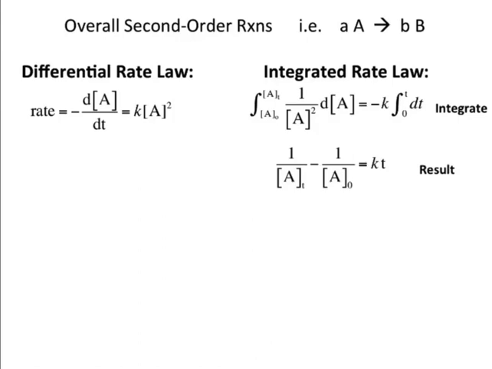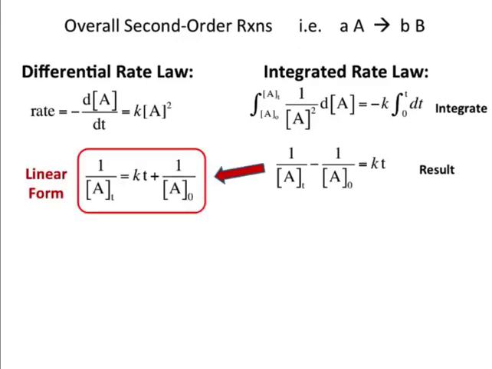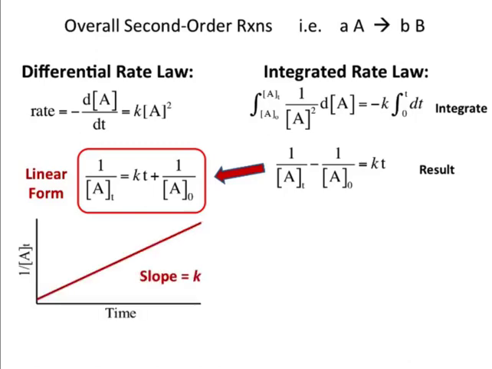Okay. Now, from here, you can do a couple different things. One, you can rearrange it to get a linear form, and this is pretty much what you'll see on the info sheet of your exam. And so now this shows you that if you plot 1 over A as a function of time, you have a straight line with a slope of positive k. And then 1 over A naught is your intercept.